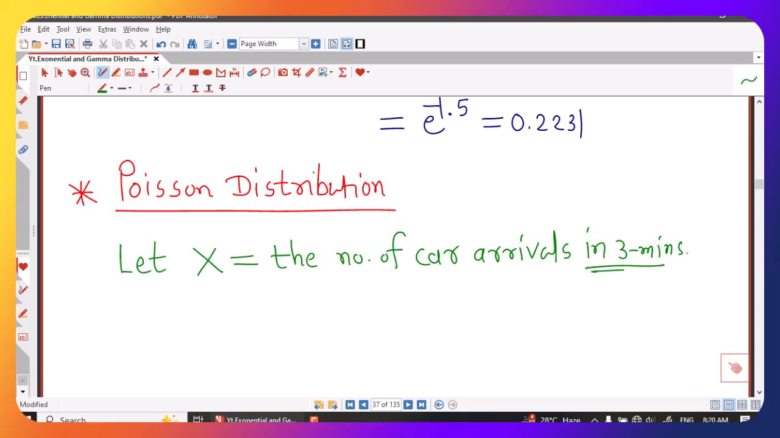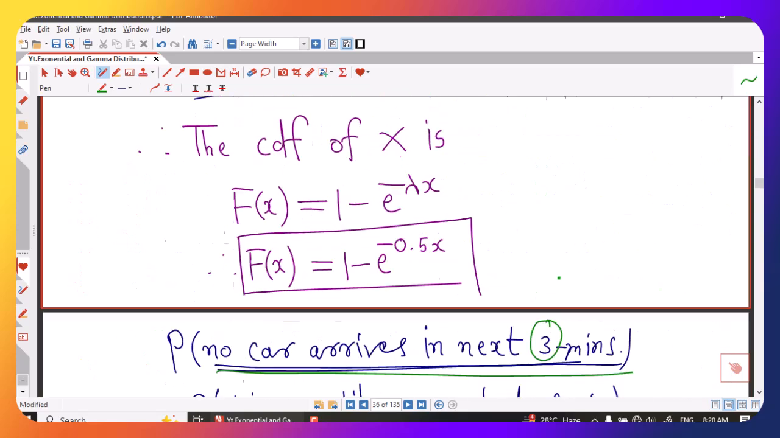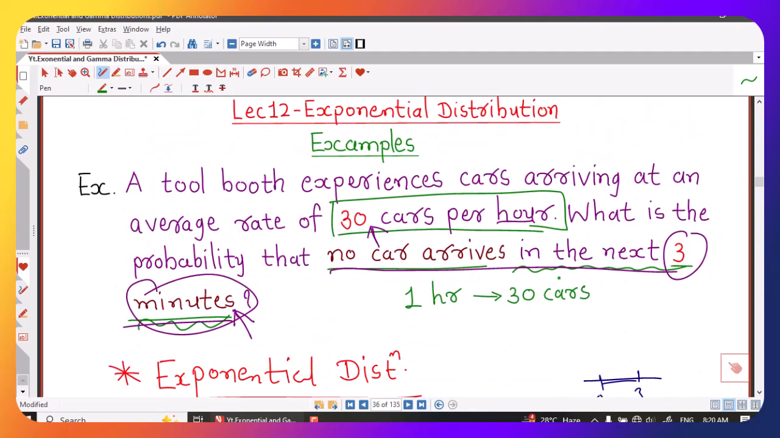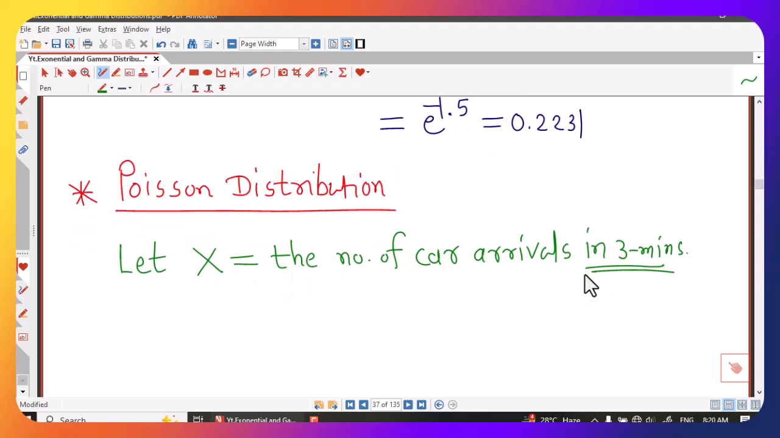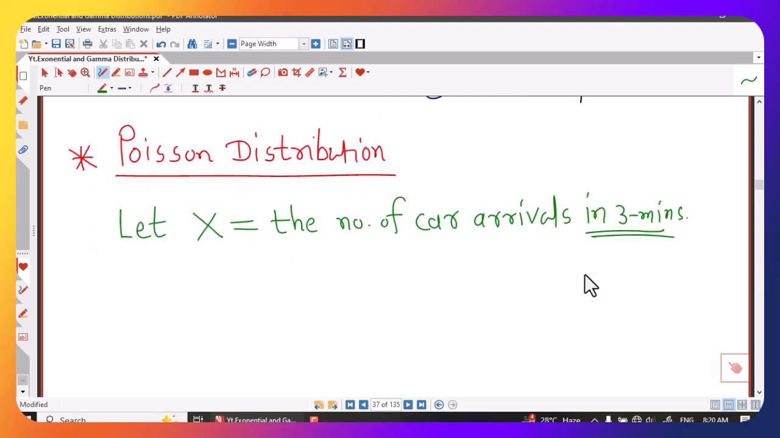So here this interval is from this question itself. In Poisson distribution, we consider that interval in which we are asked to calculate probability. Here we are asked to calculate the probability of no car arrivals in a 3-minute interval. Therefore, we will define capital X as the number of car arrivals in a 3-minute interval. And if you recall, for Poisson distribution, lambda is the average number of events in the given interval.